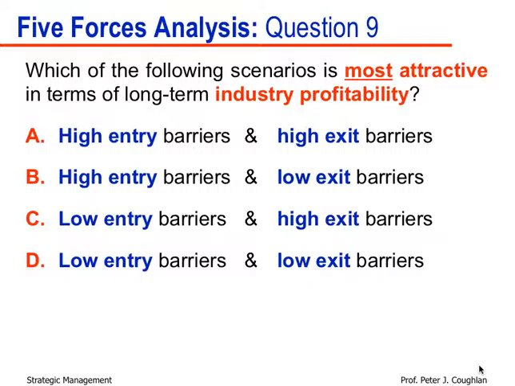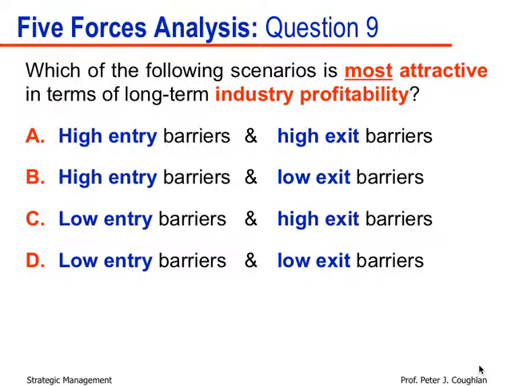It says, which of the following scenarios is most attractive in terms of long-term industry profitability? High entry barriers and high exit barriers, high entry barriers and low exit barriers, low entry barriers and high exit barriers, low entry barriers and low exit barriers. Okay, so basically it's asking, what do you want? If you were in an industry and you wanted high profitability, do you want your entry barriers to be high or low? Do you want your exit barriers to be high or low? We really can separate it into that.